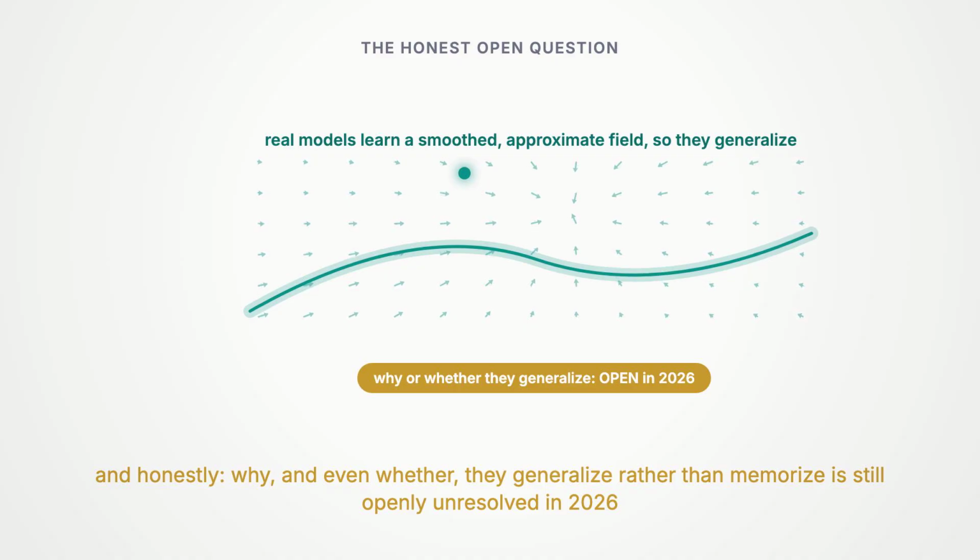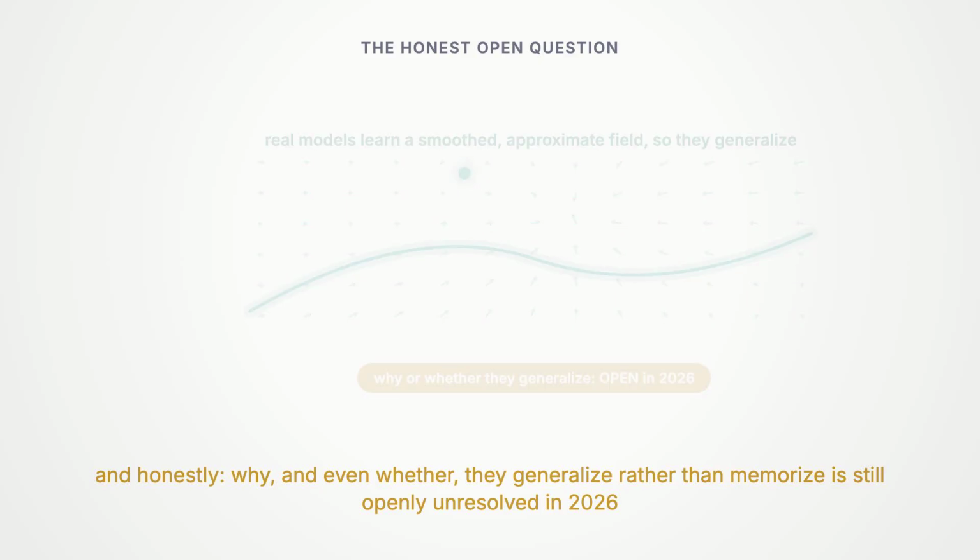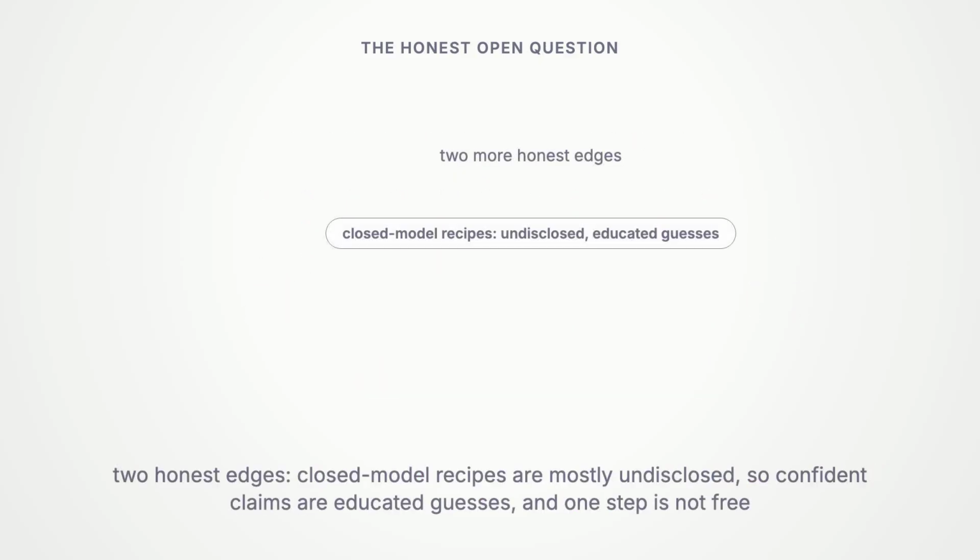Two more honest edges. The labs making the images and video and voices you use mostly do not publish their exact recipes. So any confident claim about what is inside a closed model is an educated guess, not a fact. And one step is still not truly free. But none of that dents the core idea, which is now yours.